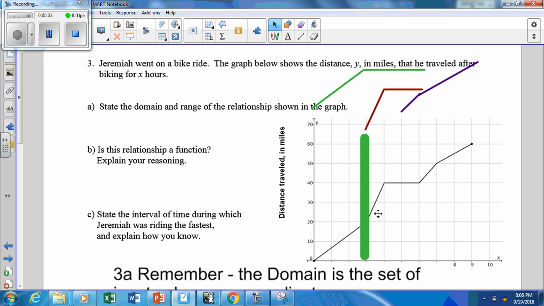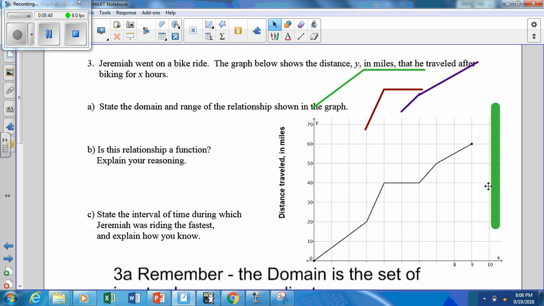Now, if the vertical line passes through the graph more than once, then it's not a function. But as you guys see, it only passes through it once. So that's a really nice test.